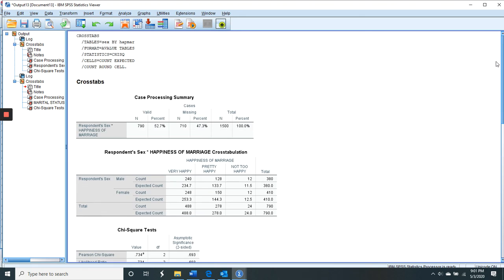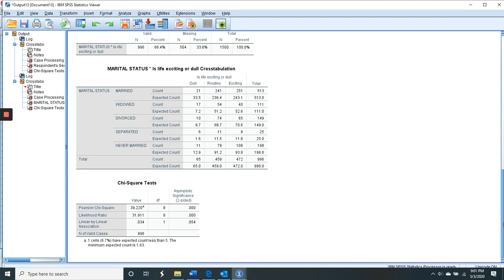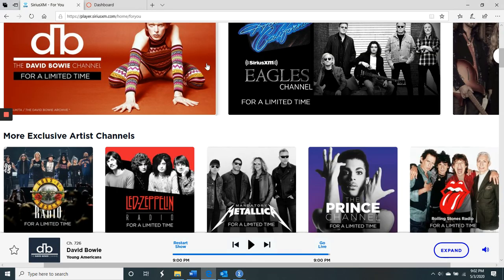And so here's our output here. So this is looking at the marital status of being married, widowed, divorced, separated, never married, and whether that's related to how exciting you see life. Do you see life as dull, routine, or exciting? And so I'm going to post this output on Canvas, and you'll have to interpret them. So I will talk to you later.